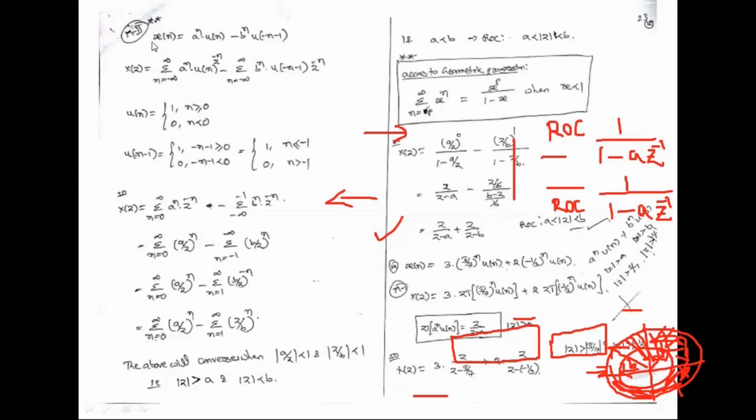Now the second method we can see here. The second method says that we directly substitute a power n mu of n and b power n mu of minus n minus 1. Here also we get the same function, Z is greater than a and Z is less than b, that is a less than Z less than b. My dear students, the range of the ROC is the same thing, a less than Z less than b. Got it?